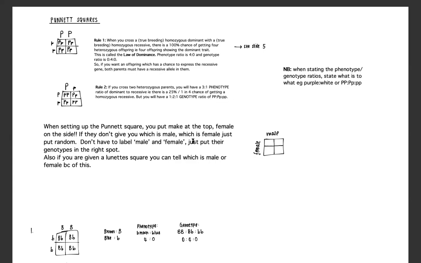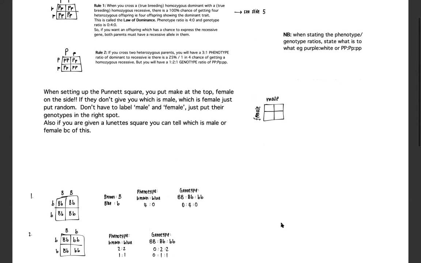The convention is that when you write a Punnett square, you put the male at the top and the female at the side. This isn't always, like, it isn't vital. You aren't going to lose marks for not doing it, but it's obviously good to have it, especially if they do tell you which is female and male. And because of this, you can often see which is the female and which is the male if they give you a Punnett square.